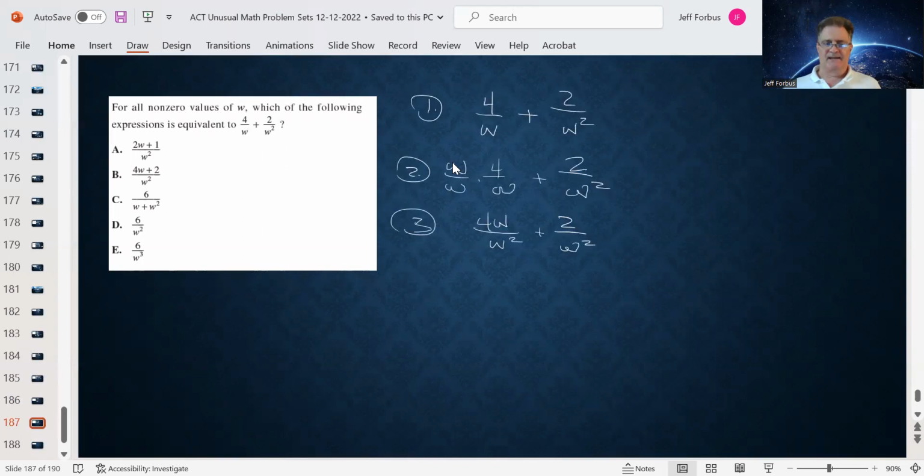Now we can rewrite this to say 4W plus 2 over W squared. And that's going to give us answer choice B, B as in boy. There you go. It's just basic mathematics. Sometimes people get rusty.